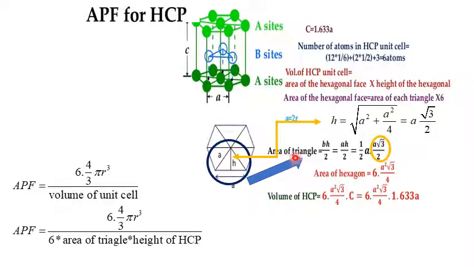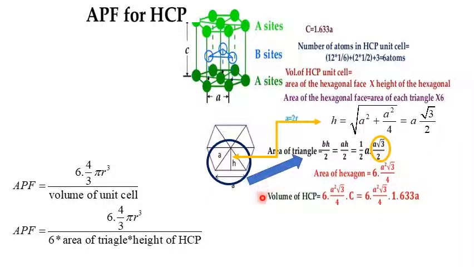So the area of a triangle will be equal to B into H divided by 2, that is half into B, which is nothing but A, the base, and H is nothing but A root 3 divided by 2. Now the area of a hexagon will be equal to 6 into the area of a triangle, that is A square root 3 divided by 4, which we are going to get from here. So this is the area of a hexagon.